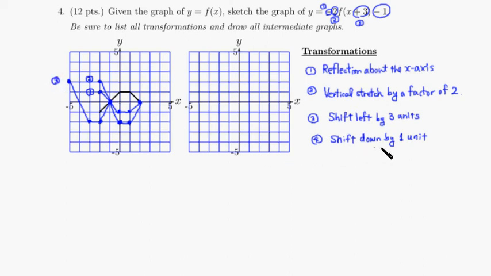My last one is shift down by 1 unit. So this guy comes down here, this guy comes down here, this guy comes down here, and this guy comes down here. Connect them all together and you get this. It goes through there and here, connect them together and go like that. This is after the fourth transformation.